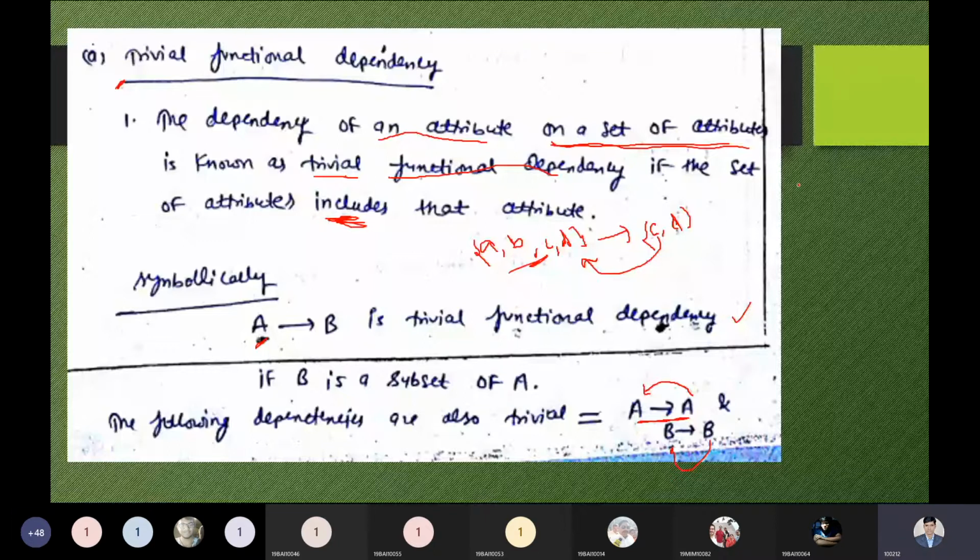Now see, from A, B, C, D, how I can make the sets: single A, single B, single C, single D, and combinations of all these, like A comma B, and B comma C, and C comma D. Like this we can have a number of sets.